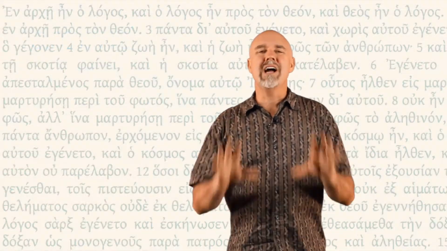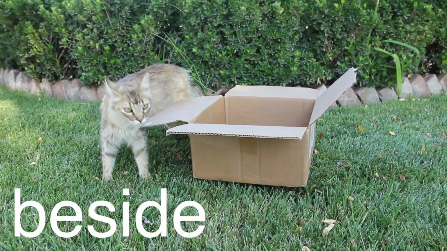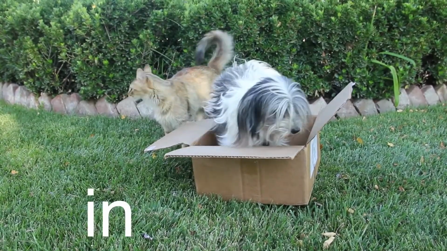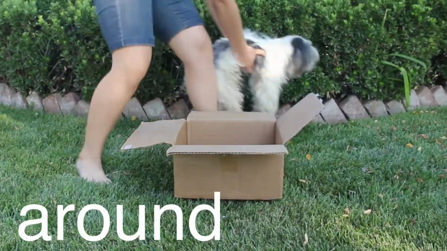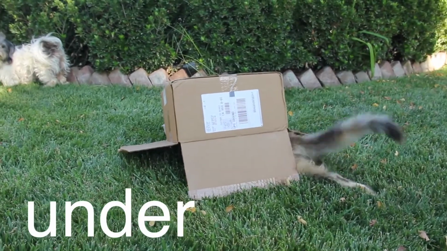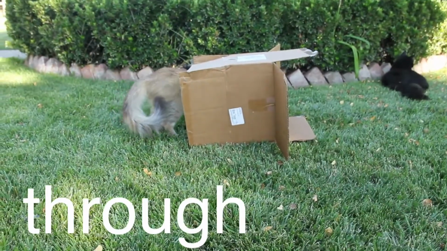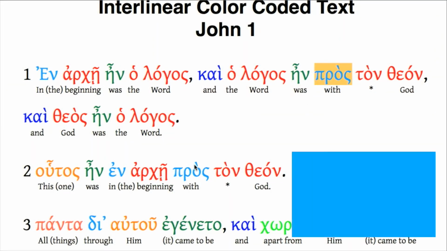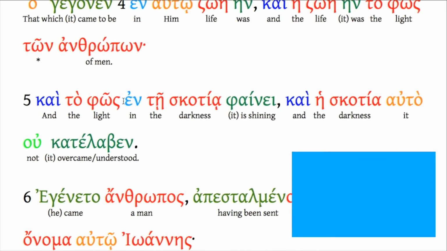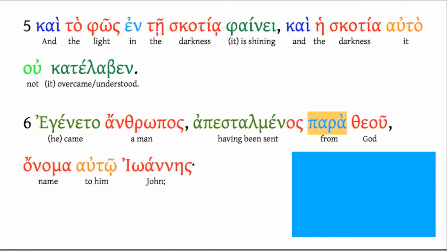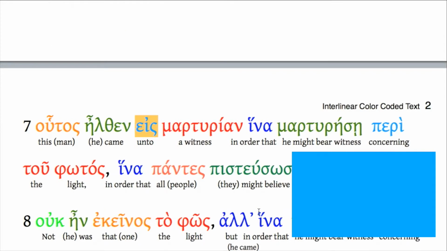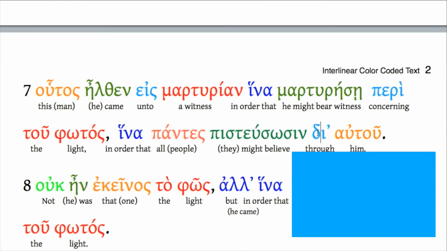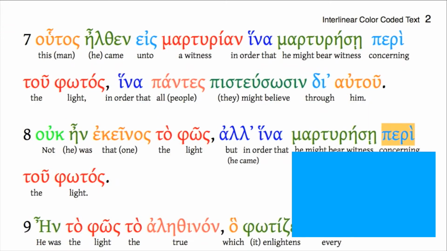I think the best way I have ever heard prepositions described is anything you can do with a box. Beside the box, in the box, out of the box, around the box, under the box, through the box. You can see that I've colored prepositions light blue. You can also see that they are also very common in the New Testament, and they're always tied with some noun, okay? They're always pointing to something, okay? The relationship between this and that. So we need a this and a that. So here are some examples of prepositions all over the place.